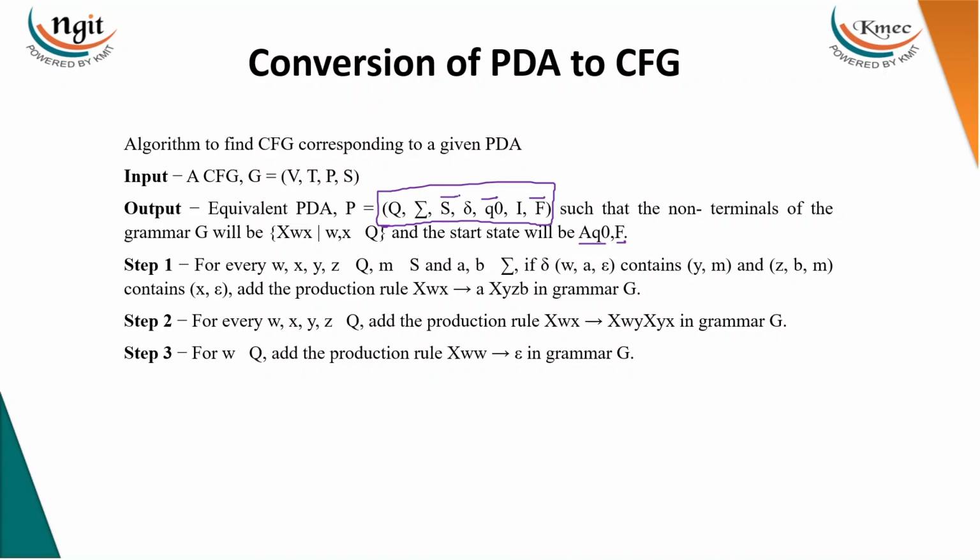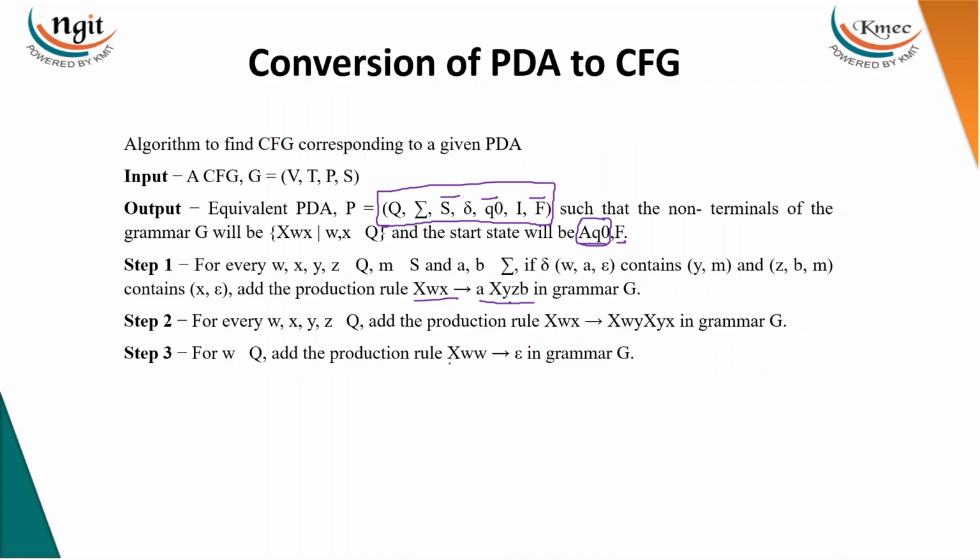Then the starting non-terminal is denoted with S. So the starting state will be A Q naught comma F. Q naught is the starting state, right? For every W, X, Y, Z or Q, M and S symbol, you have to write XWX, XYZB. Of course, you may not be getting what I'm trying to tell you here. Let me explain all these things with a simple example, guys.